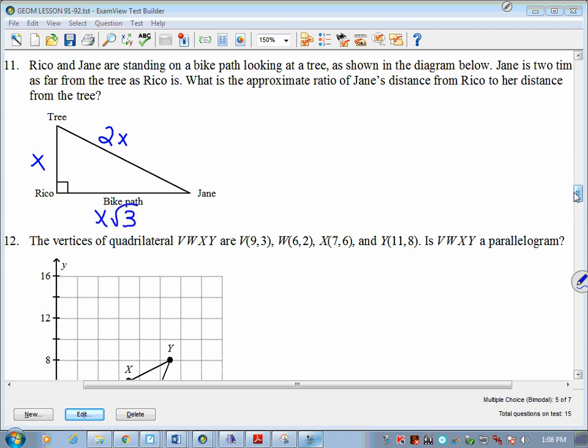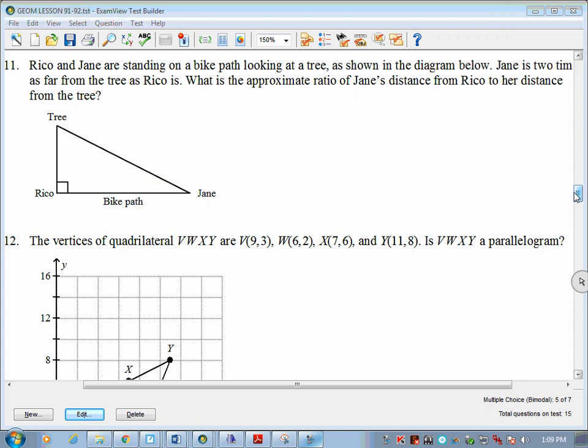All right, what I'm actually looking at here is this is a 30-degree angle. This is a 60-degree angle. I have my 30, 60, 90 special right triangle ratio. So we want to know the ratio. What is the approximate ratio of Jane's distance from Rico? Jane's distance from Rico is radical 3, right? To her distance from the tree, 2. All right, we don't actually have to include the x's because the x's cancel out. So my ratio is radical 3 to 2. You could write it like that, or you could write it like this. Is that doable? Okay.